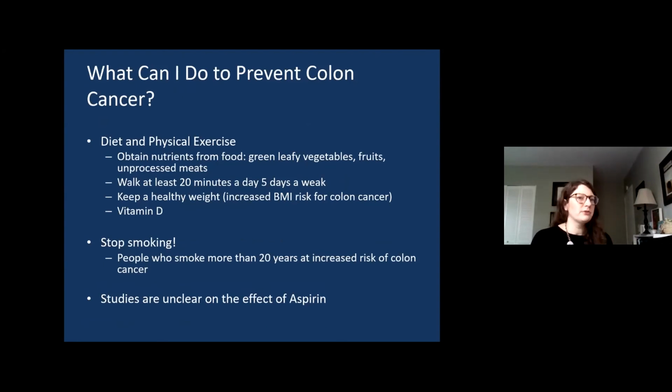And for prevention for colon cancer, the biggest thing to do is diet and exercise. And I think an advanced nurse practitioner, Cunningham, summed up recommendations for healthy living quite well. So I'll just briefly state: shopping the perimeter with the green leafy vegetables, fruits and vegetables, and unprocessed meats. And then taking a walk 20 minutes a day, at least 5 days a week at minimum for exercise, and then keeping a healthy BMI.